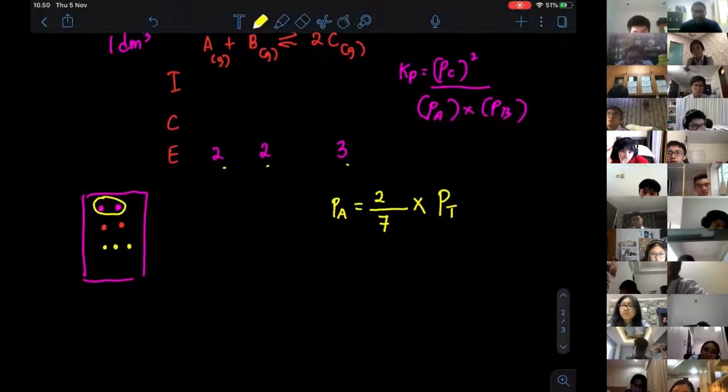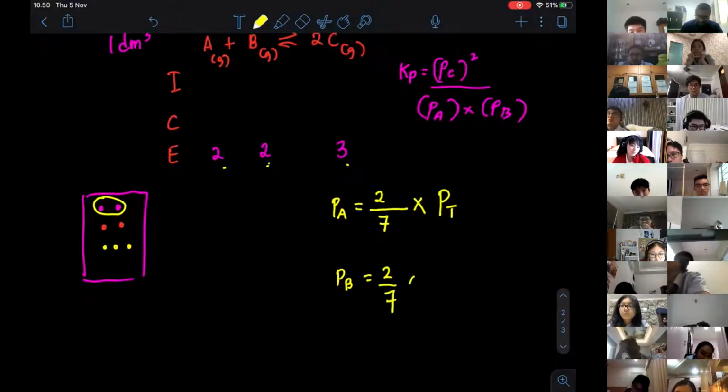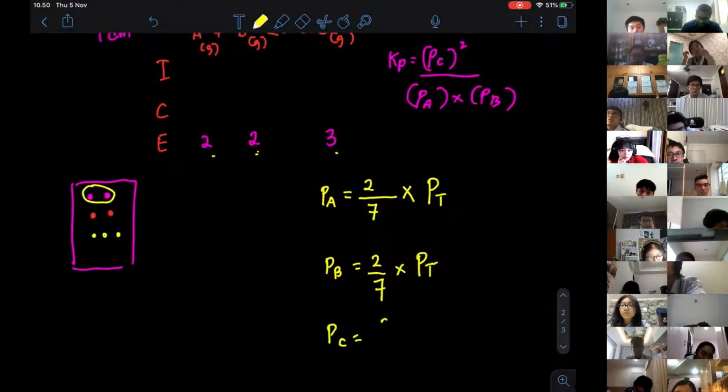Okay. The total pressure will be given to you. Just follow, yeah. So let's say, for example, PB. If you look at PB, there's 2. So I put 2 over 7 times PT. How do I calculate for C then? 3 over 7 times PT.